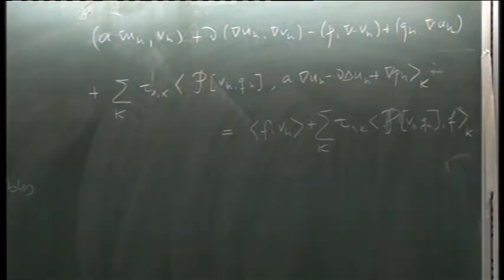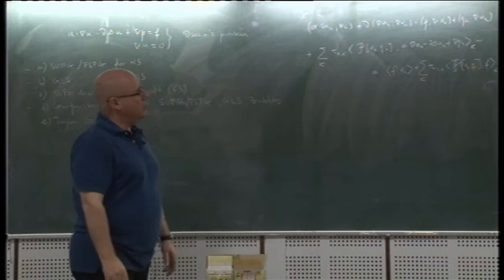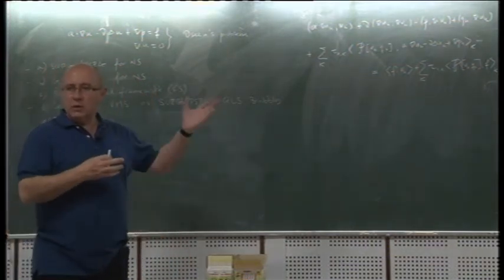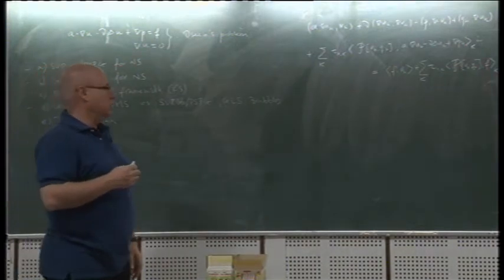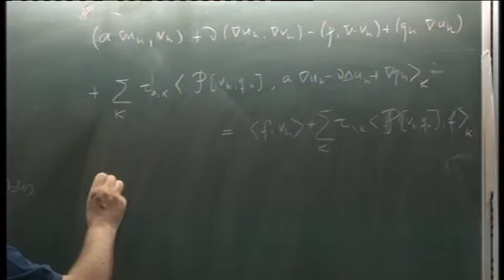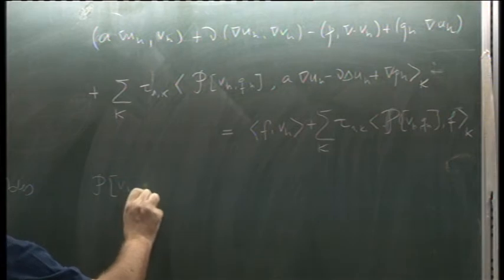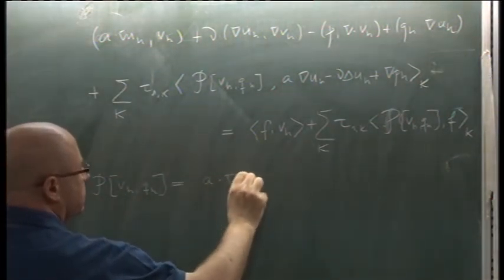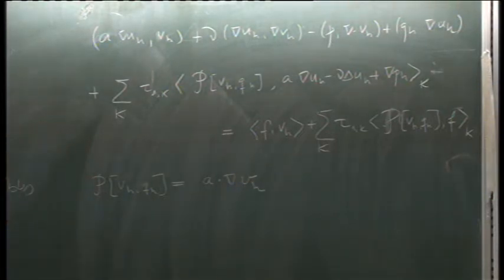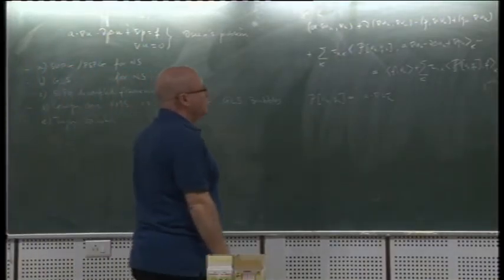So let's consider this method. And if you wish, we can also add the term P2, so with tau 2, but this is not that important, okay? So in this framework, with this expression, we can write immediately three cases. So what if you take P of VH, QH, equal to the convective term only? So I am only considering the convection in the momentum equation. If you take only the convective term, what will happen?